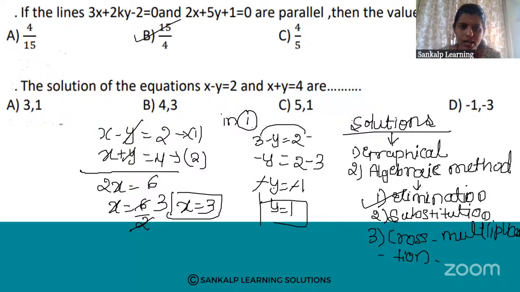We got 3 and 1. So the solutions, x and y values, are 3 and 1. Therefore, option A is right. Yes, option A is right.